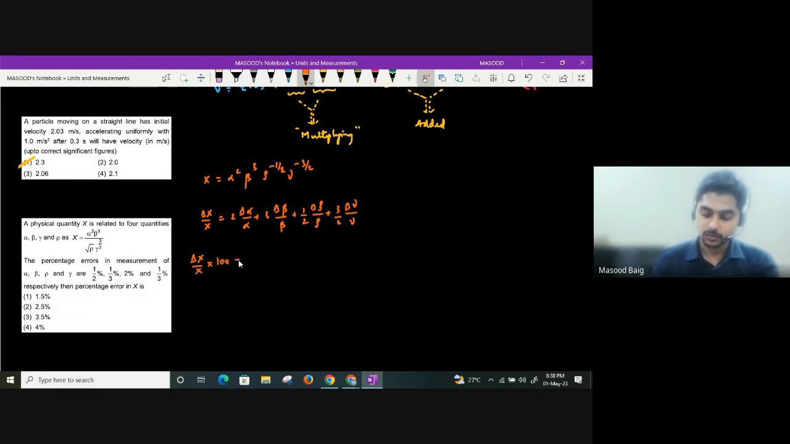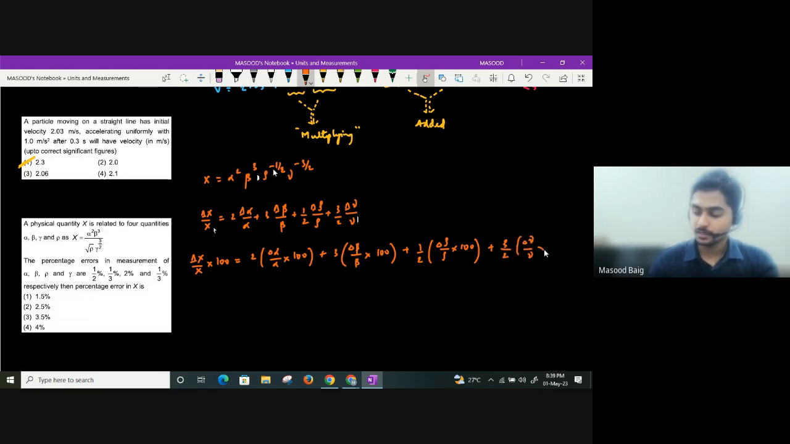So if I just do percentage error, I'll get 2 times of delta alpha by alpha into 100 plus 3 times of delta beta by beta into 100 plus half times of delta rho by rho into 100 plus 3 by 2 times of delta gamma divided by gamma into 100.